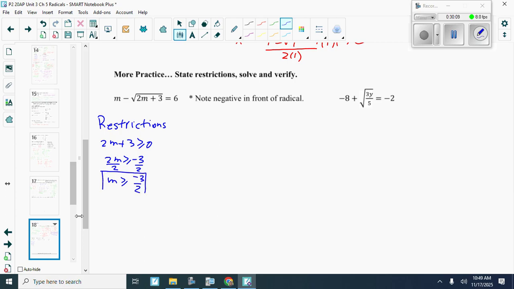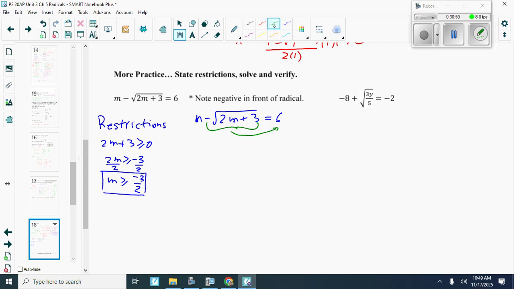Okay, so m has to be greater than or equal to -3/2. In this example, when we're isolating, we want the radical isolated, but we want it to be positive. So we're going to take this m minus the square root of 2m plus 3 equals 6, and move it to the other side. And then we're going to move the 6 over.